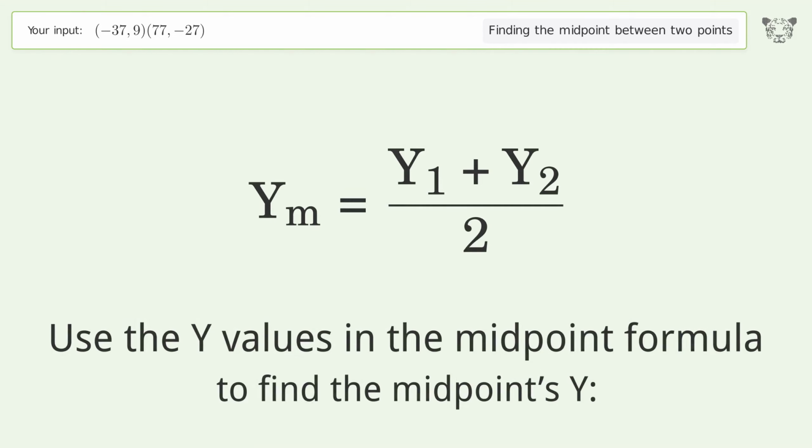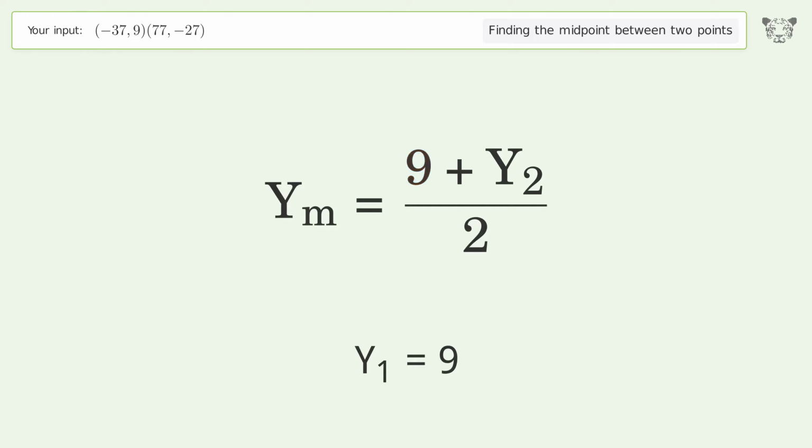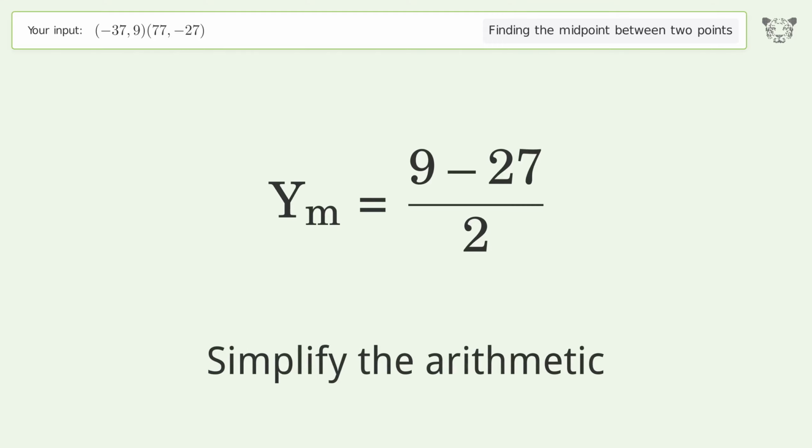Use the y values in the midpoint formula to find the midpoints y. y1 equals 9. y2 equals -27. Simplify the arithmetic.